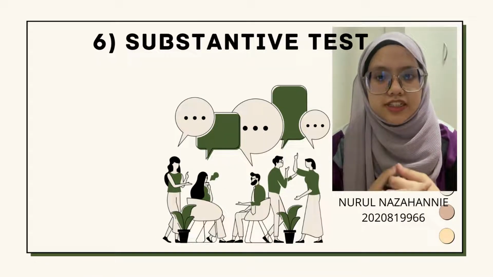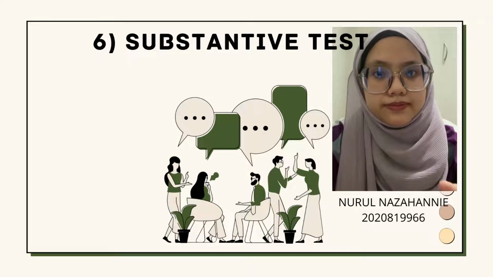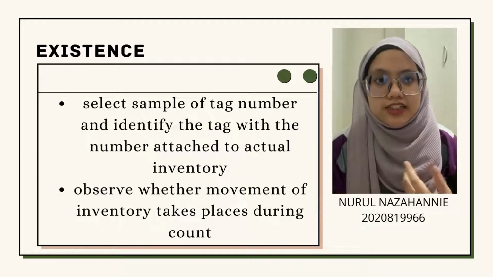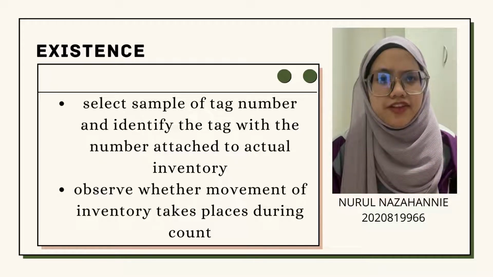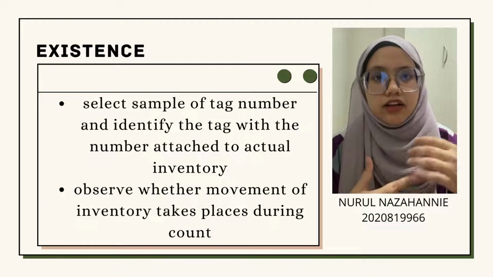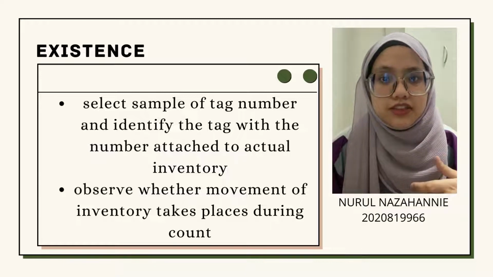Assalamualaikum. My name is Nurul Zahani and I'm going to explain on substantive tests. So firstly, for existence, the auditor will have to select sample of tag number and identify the tag with the number attached to actual inventory. Then, the auditor also has to observe whether the movement of inventory takes place during the count.